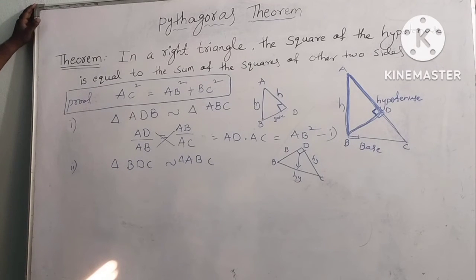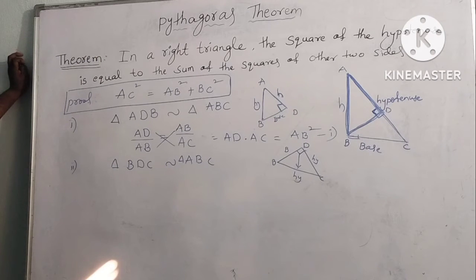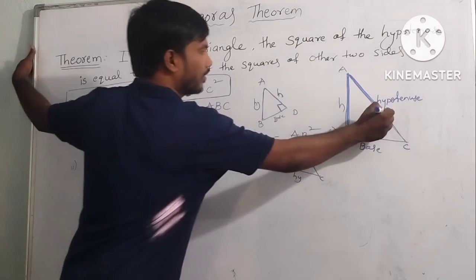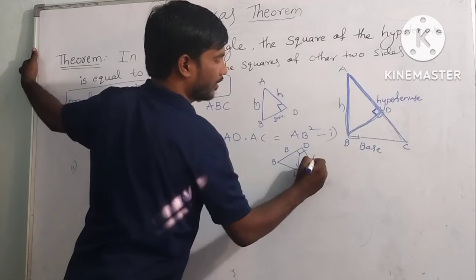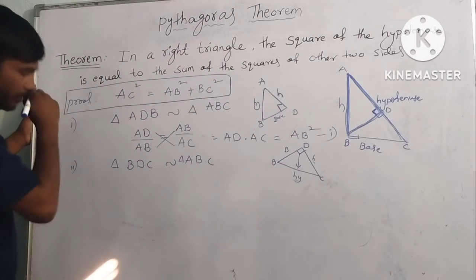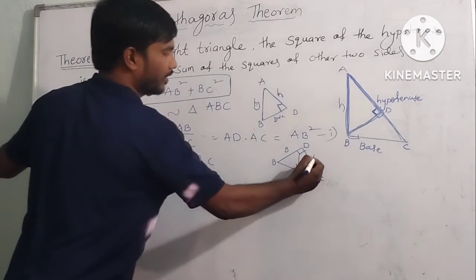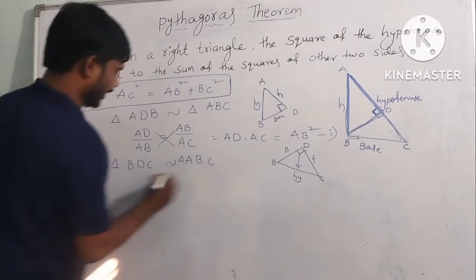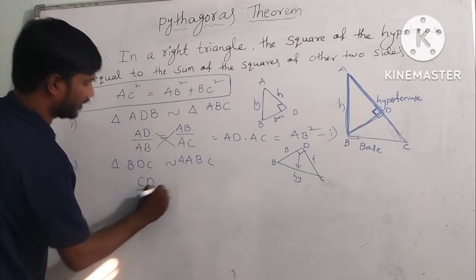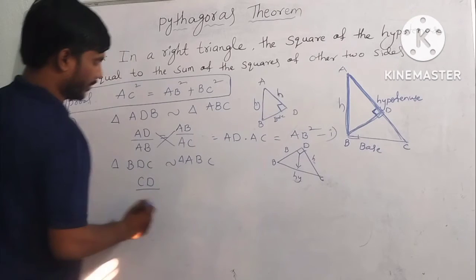Now take the base of the smaller triangle and the base of the larger triangle. CD is considered the base and this one the height. So CD is the base of the smaller triangle. What is the base of the larger triangle? BC.